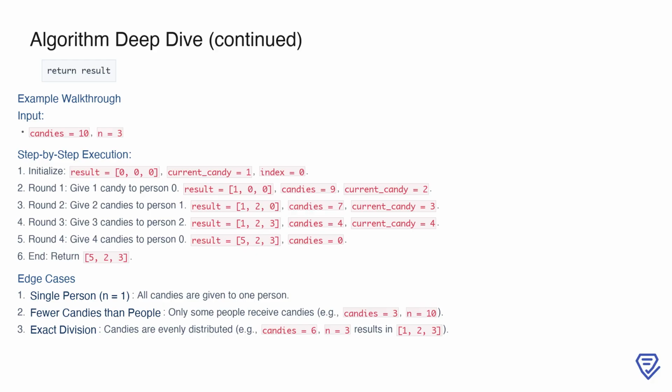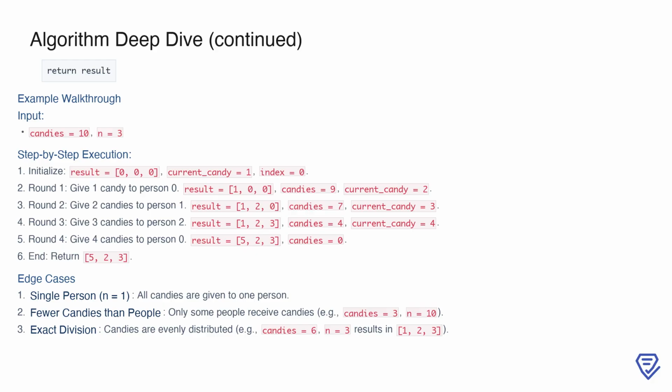In the first round, person 0 receives 1 candy, leaving us with result equals [1, 0, 0], candies equals 9, and current_candy increases to 2. In the second round, person 1 receives 2 candies, updating the state to result equals [1, 2, 0], candies equals 7, and current_candy becomes 3. Next, person 2 receives 3 candies, resulting in result equals [1, 2, 3], candies equals 4, and current_candy increases to 4. Finally, person 0 receives the remaining 4 candies, giving us result equals [5, 2, 3], and ending the process as no candies are left.